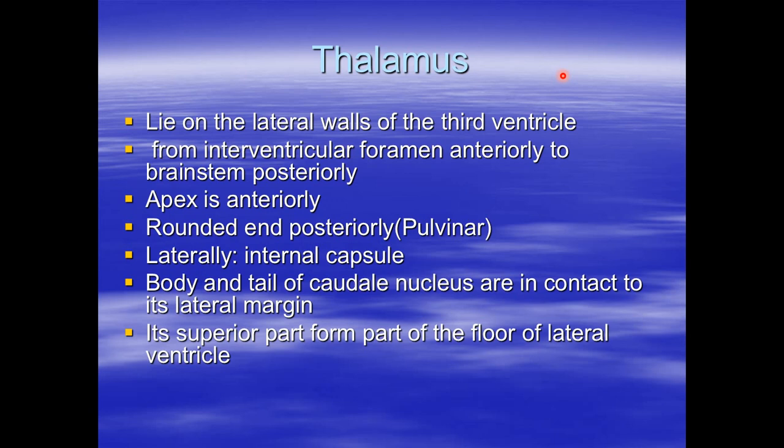Its apex is located anteriorly, while the posterior aspect is rounded and bulbous, and it's called the pulvinar. So the pulvinar is the posterior aspect of the thalamus, while on each side it's bounded by the posterior limb of the internal capsule and part of the genu of the internal capsule. The body and the tail of the caudate nucleus are in close contact with the thalamus on its lateral aspect. So on the lateral aspect of the thalamus, you will see the body and the tail of the caudate nucleus in contact with the thalamus, forming what's called the caudothalamic groove.